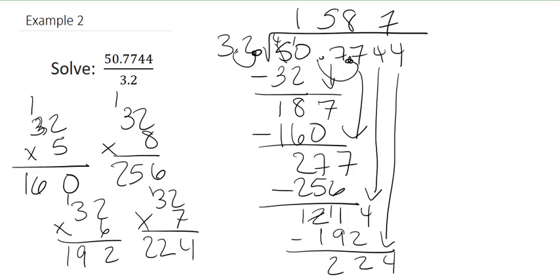Whoops, and we forgot that 6 before it. My bad. And then we'll just bring that decimal straight up, which is between the 5 and the 8. And so we have an answer of 15.867.